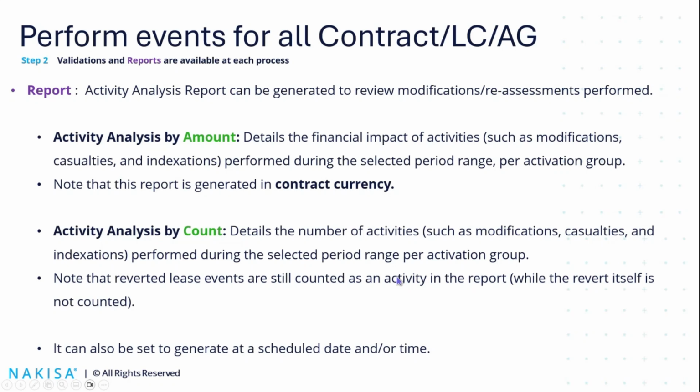Once you perform the modifications, you can also review the activity analysis report, which can be generated, and you can review the modification or reassessment that you have performed. You can run the report by amount, or you can run the report by count. So it will provide you all the details, the financial impact of the activities that have taken place due to the modification, right?